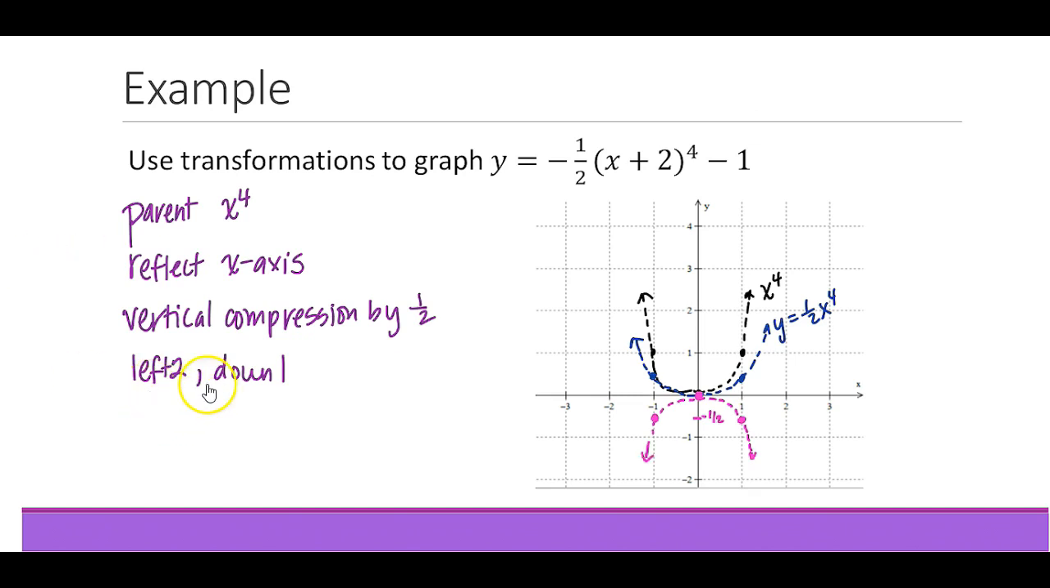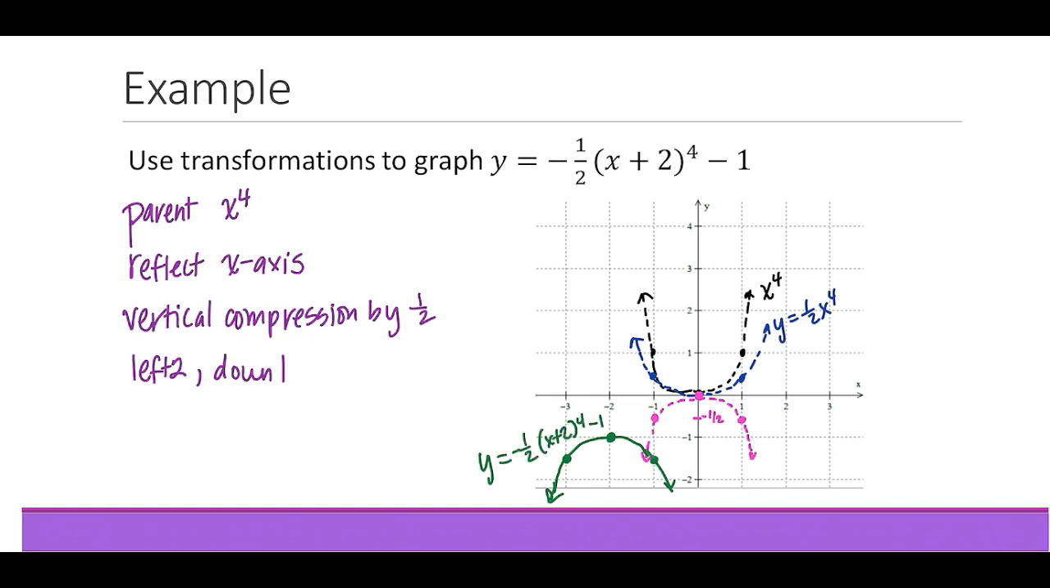And then we'll move everything left 2 and down 1. So we're going to go ahead and move our vertex negative 2 and then down 1. So negative 2, negative 1, and then we'll have our other coordinate points that are just a half unit away below it. And then we'll go ahead and connect those, again trying to make it look a little flatter on the bottom.